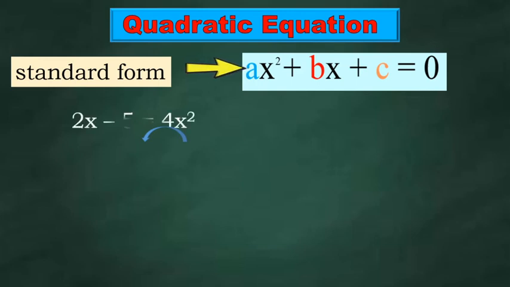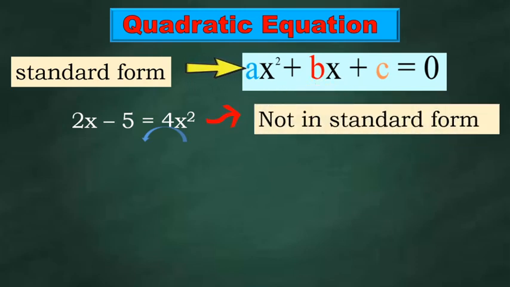Again, same problem of 2x minus 5 equals 4x squared. We can solve it in another way in order to find the standard form of the given problem. So, you can write it in another solution. We all know that 2x minus 5 equals 4x squared is not in standard form. So we have to write it in standard form.